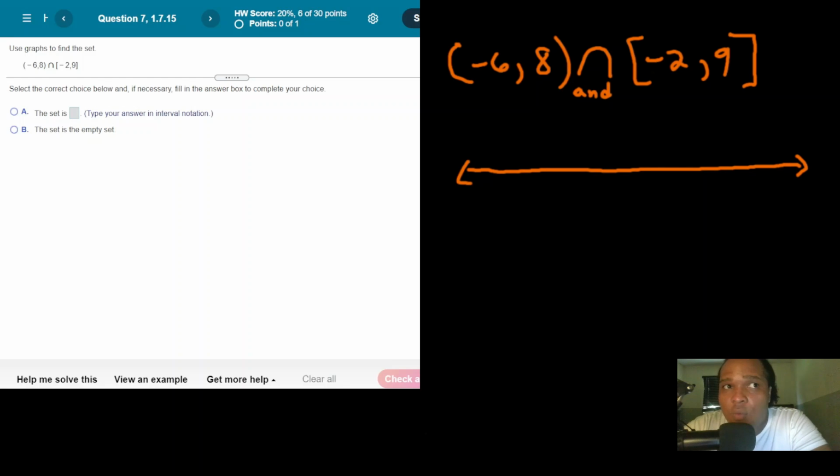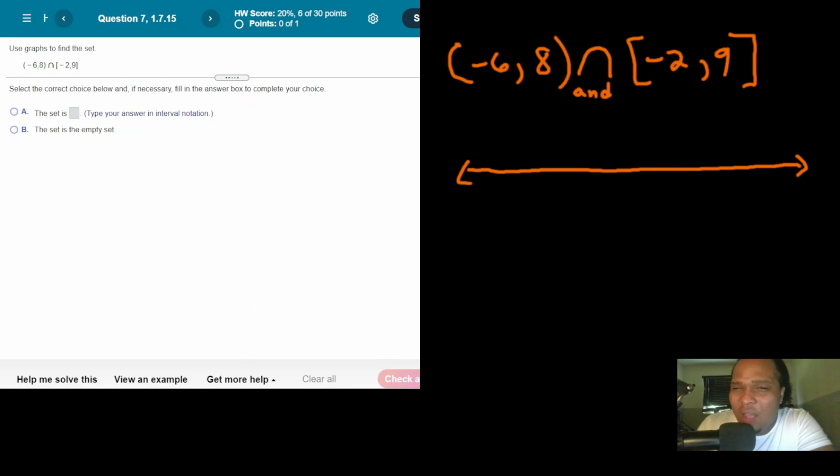Remember we were shading both sides. Basically, the and only wants where the shades actually touch each other, as opposed to or, which we're definitely going to see later. The or is wherever you have a shade. You're going to see we're going to do a lot of examples. We're on question 7. We have like 30. Let's go ahead and do this.